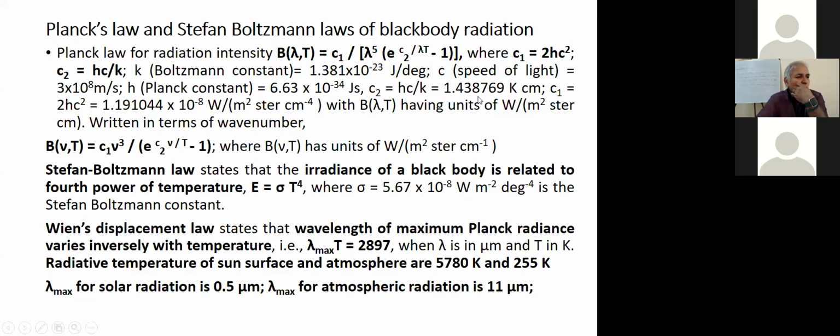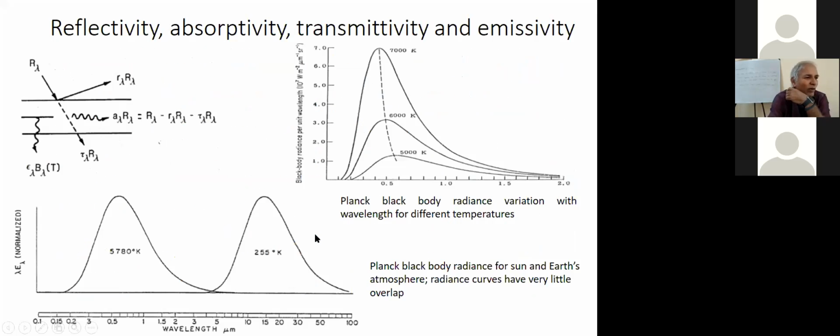C2 has a value of 1.43. Okay. So now one can express this Planck's law. What you saw here in this top panel is wavelength on the x-axis and the Planck blackbody radiance, which is plotted for 3 different temperatures.